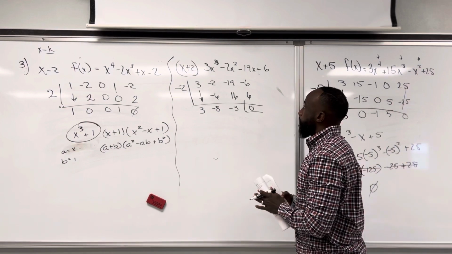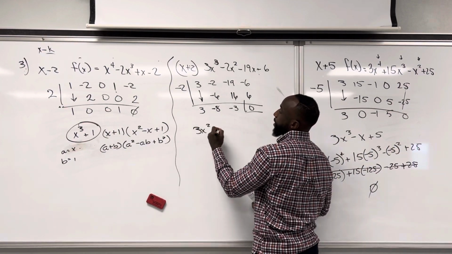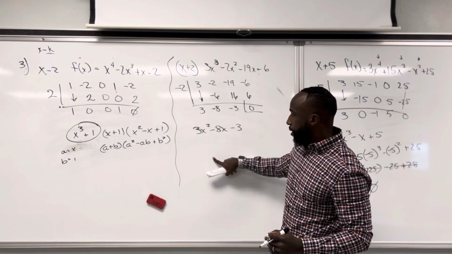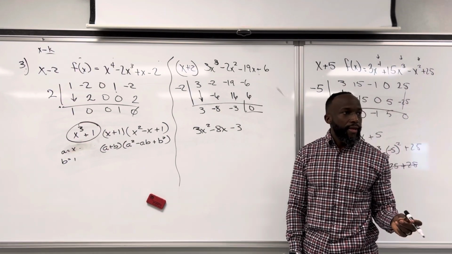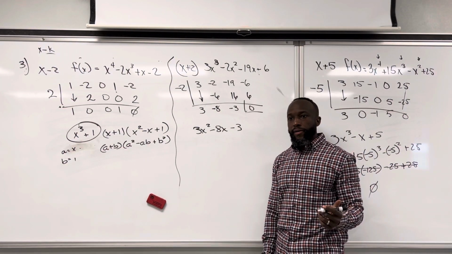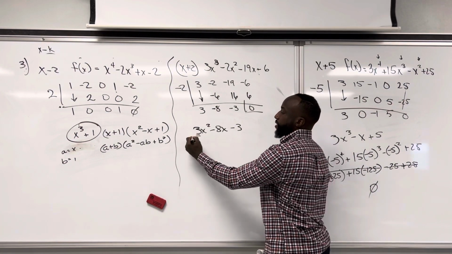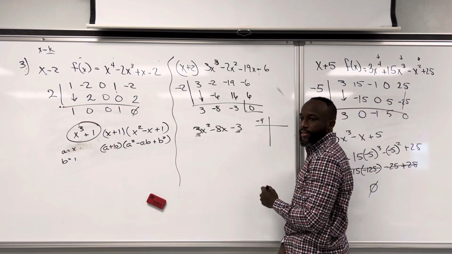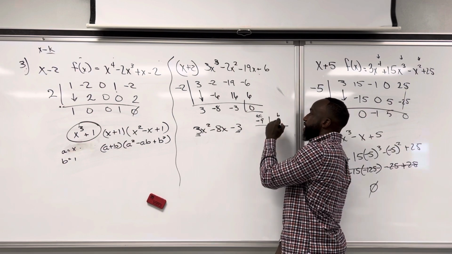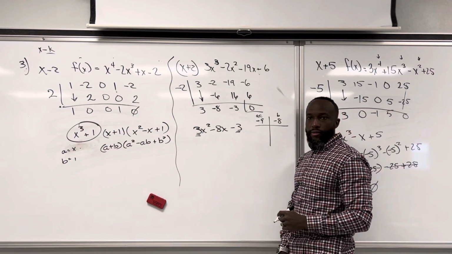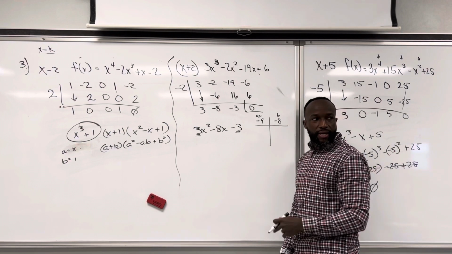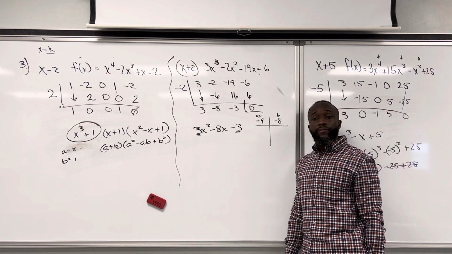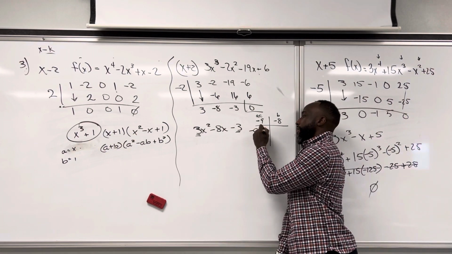So now our solution would be 3x squared minus 8x minus 3. Factor out completely, right? How would I factor this? Yeah, we do bottoms up. But first things first, we have to find the factors of negative 9, that's a times c, that add to give you b, which is negative 8. What are the factors of negative 9 that add to give you negative 8? Negative 9 and positive 1.